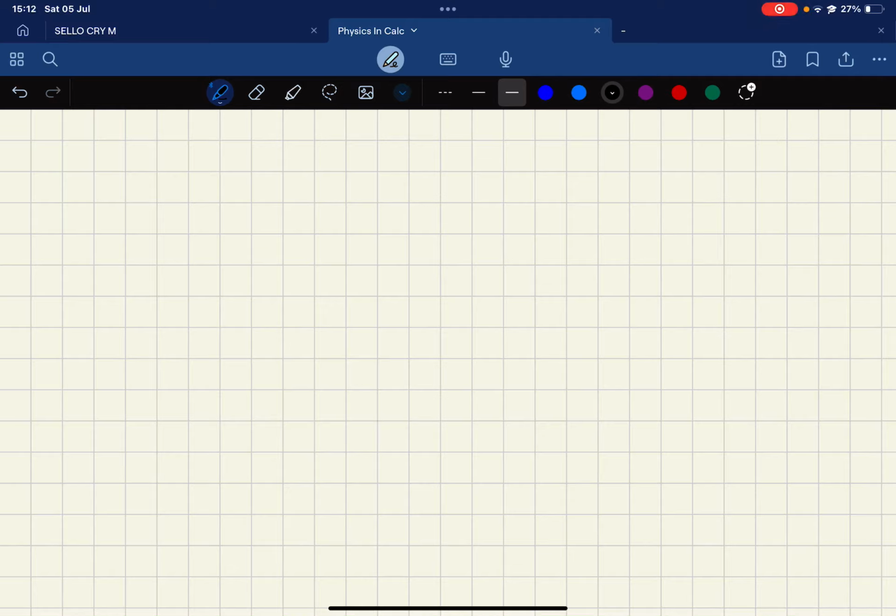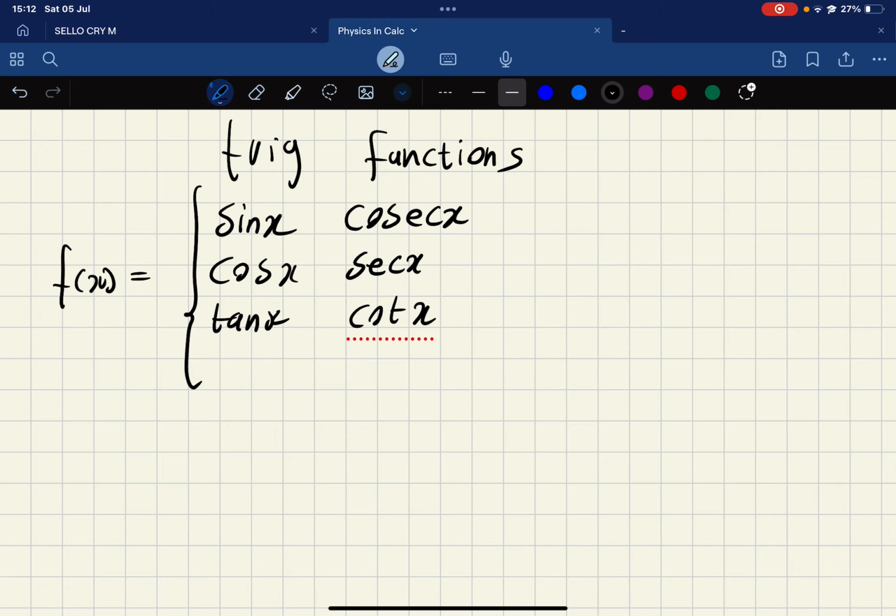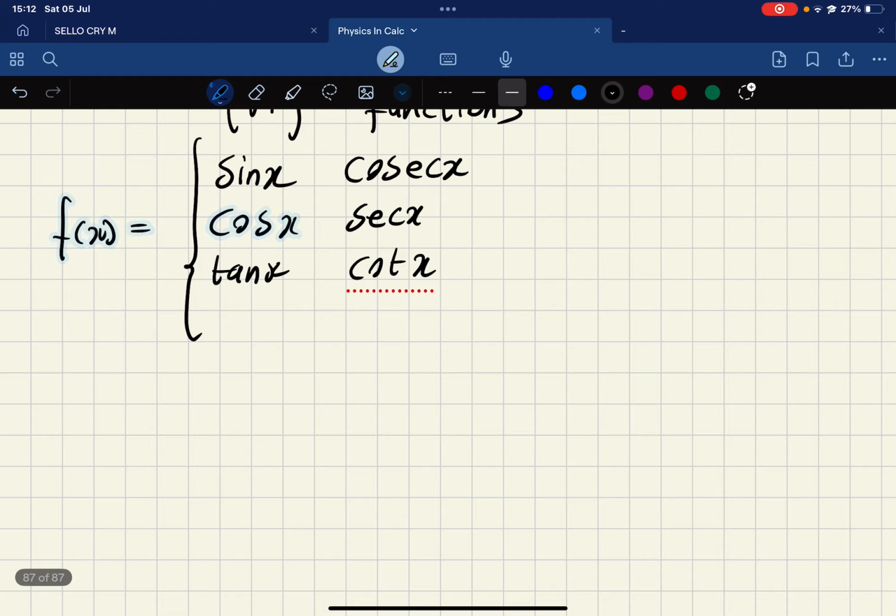Today we're going to be integrating trig functions. When I'm talking about trig functions, I'm talking about functions like sine, cos, tan, then cot, sec, and then something like cosec x, those things like that, right?